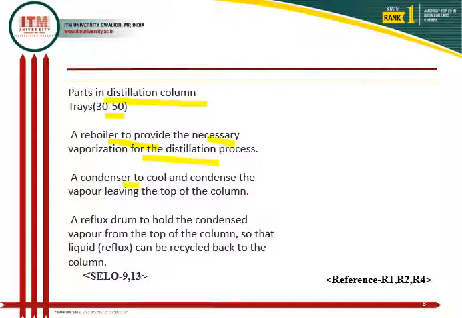A condenser cools and condenses the vapor leaving the top of the column. The reflux drum is on the upper side of the distillation column to hold the condensed vapor from the top of the column so that reflux can be recycled back to the column. So refluxing is necessary again for good separation. So these all are the parts we have seen in the distillation flow diagram.